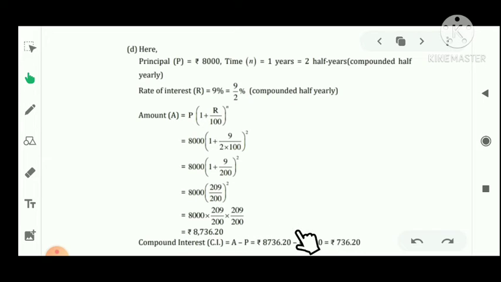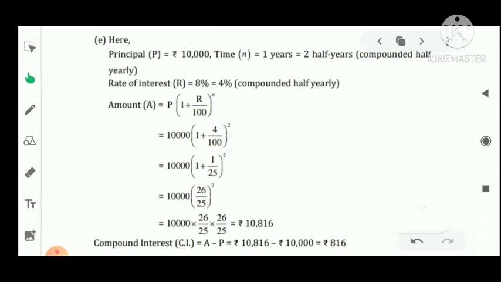8,736.20 rupees. And then we have to follow the formula. Which formula? CI is equal to A minus P. That means the amount's value is 8,736.20 minus 8,000, and after subtracting, its value is 736.20 rupees. Let's see the E part.